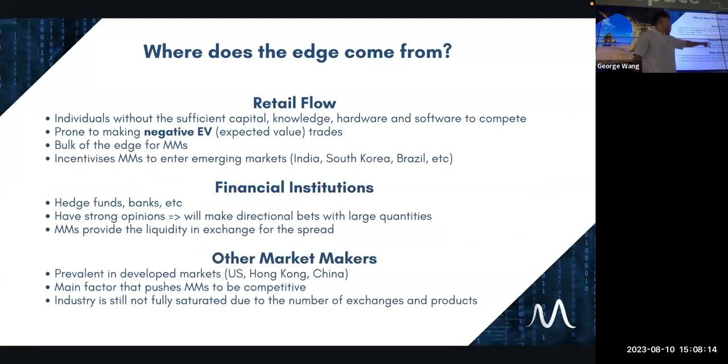Next up, we have financial institutions, right? So like hedge funds, banks, asset managers, etc. Right? So these guys will have strong opinions, and I'm going to talk about this later. And they would love to make directional bets, right? And with large quantities. So who's actually providing these large quantities? It will be market makers, right?